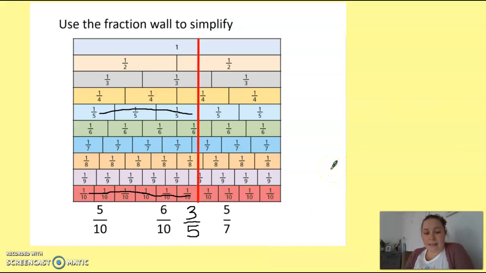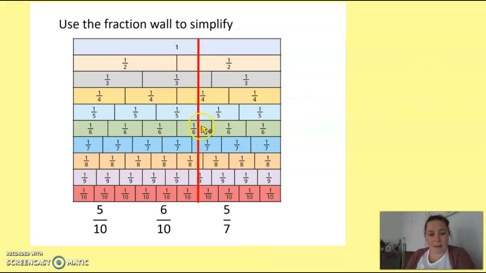Now, I can say that these two fractions are equivalent, and I can say that to simplify 6/10 would be 3/5. Now, without using my fraction wall, I could get to this by dividing, just like we did with equivalent fractions at the beginning and yesterday. So if I'm trying to go from 6/10 to 3/5, I would be dividing both numbers by 2. We're going to do more of that in a second.